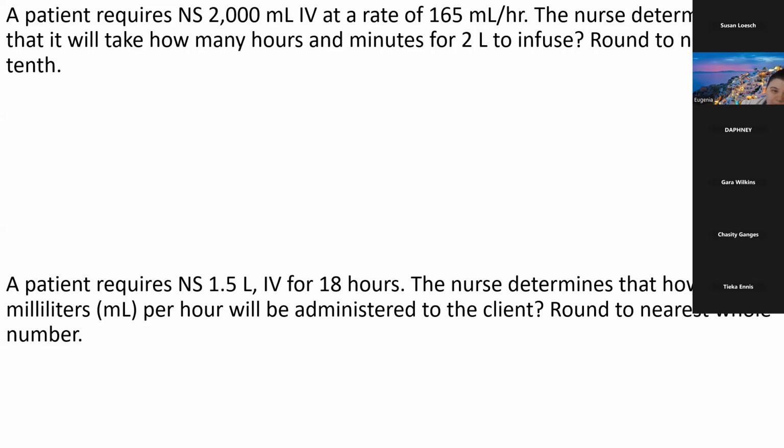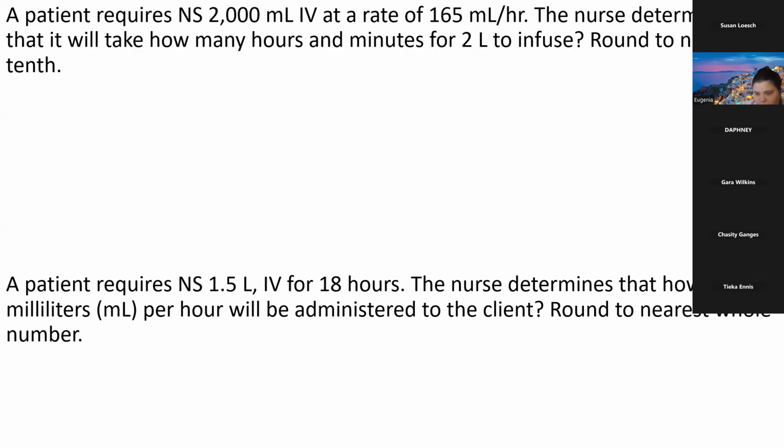Typically, what we'll do is round this to the nearest tenth. So 12.12 rounded to the nearest tenth would be what? 12.1. So now you would write that as 12 hours plus 0.1 hour. And then we're going to convert that now.